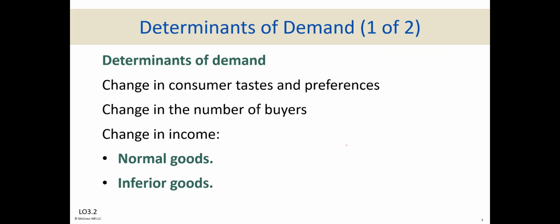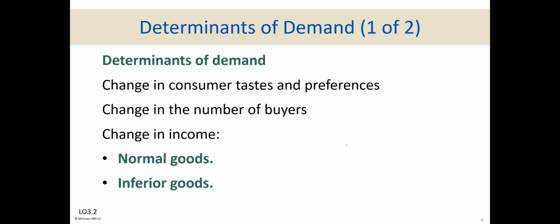So what are these other things? Other things are change in consumer taste and preferences. When most consumers experience the same change in taste for a particular good, the demand for the good will change. If there is a favorable change in taste, demand will increase. On the other hand, if there is an unfavorable change in taste, demand will fall. Second one is change in the number of buyers. So if there are more buyers in the market for a good, demand will increase, whereas when there are fewer buyers in the market for a good, demand will decrease.